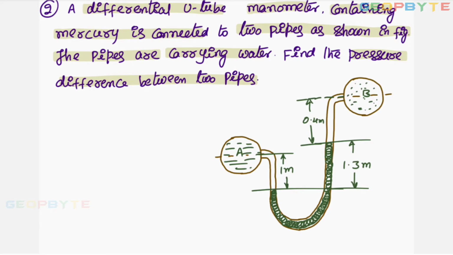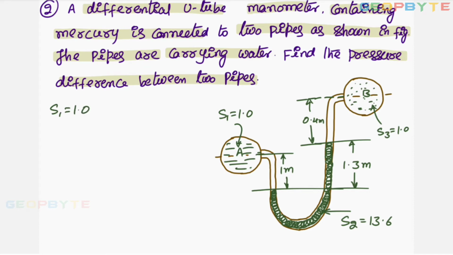Since the water is flowing through pipe A, the pipe A liquid specific gravity S1 equals 1, water specific gravity need not be given. The manometer is containing mercury of specific gravity 13.6, and pipe B is also carrying water of specific gravity S3 equal to 1. Now let me write the information. S1 equal to 1.